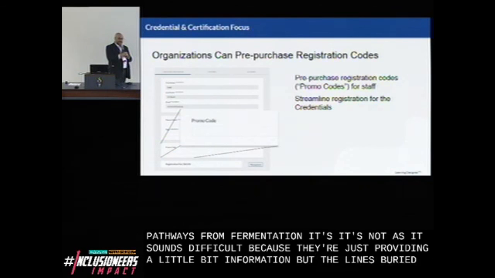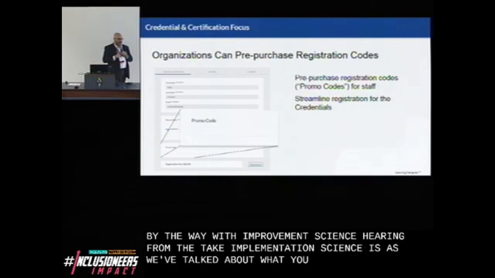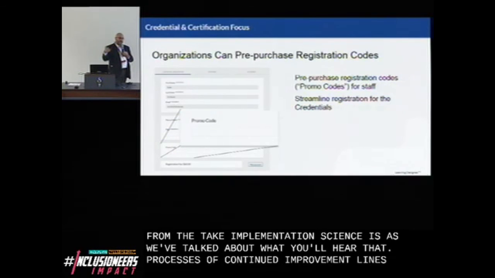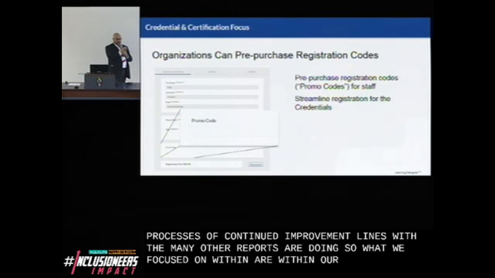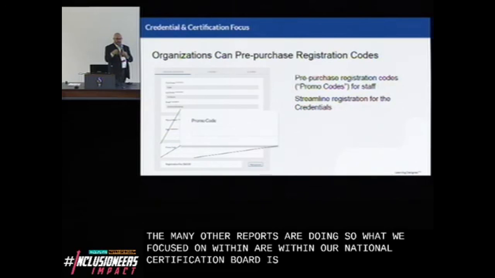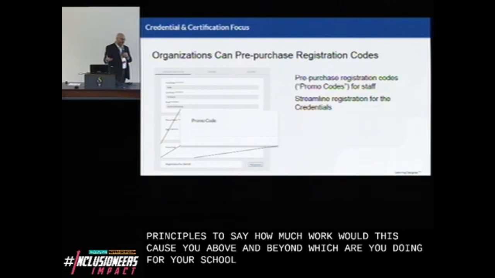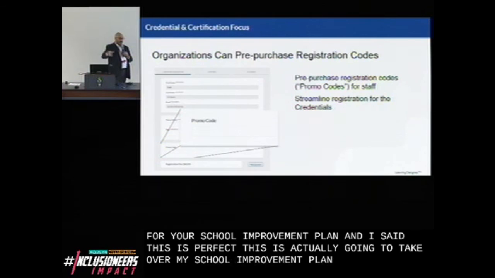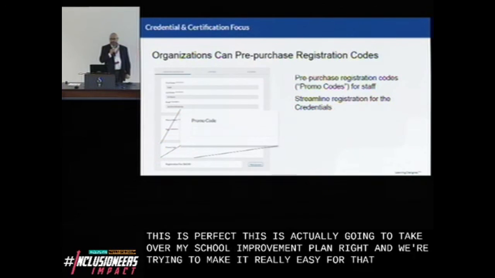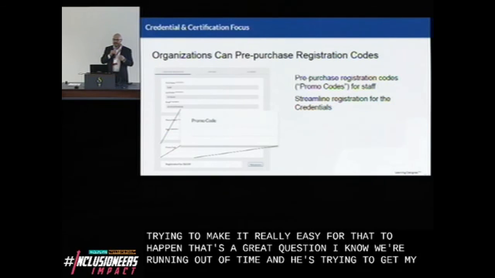But it aligns very nicely, by the way, with improvement science or implementation science, as we've talked about with Jill here. That process of continual improvement aligns with many other reports they're doing. So what we focused on within our national certification board is working with the principals to say, how much work would this cause you above and beyond what you're already doing for your school improvement plan? And they said, this is perfect. This is actually going to take over my school improvement plan, right? And we're trying to make it really easy for that to happen. That's a great question. I know we're running out of time, and he's trying to get a mic to people too.